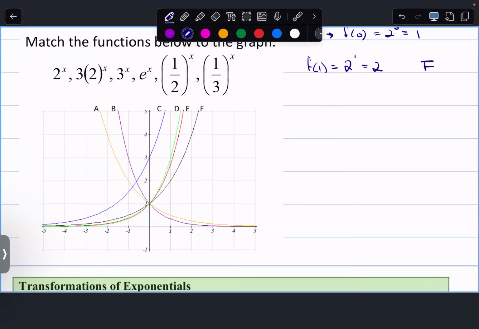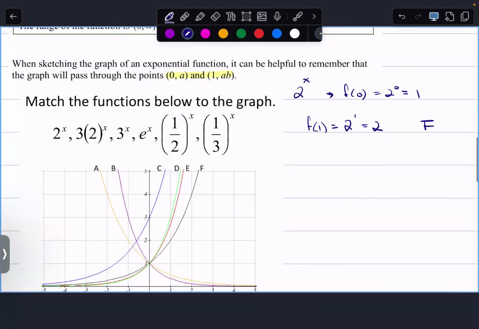So is it generally a good idea just to use x equals 1? Yeah. So the trick is to put in x equals 0, find out what a is, and then put in x equals 1 and find out what ab is. Because you already found what a is, so then you'd be able to find what b is as well.